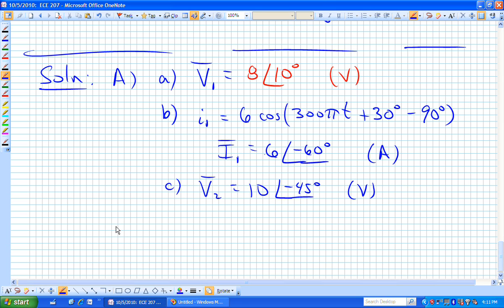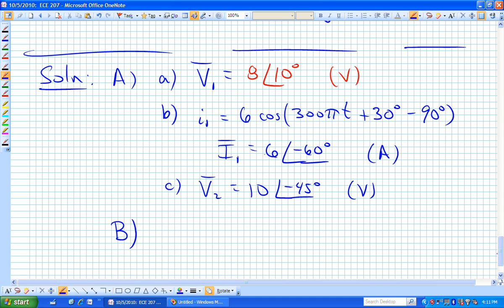Now we should be able to compare B and C relative to each other. They were both at the same frequency, 300 pi. They're both spinning at the same rate. So if they're offset in angle, they maintain that offset because they're spinning at the same rate.